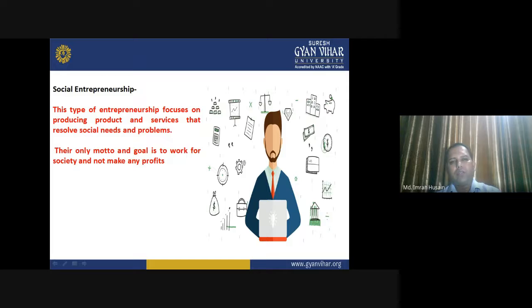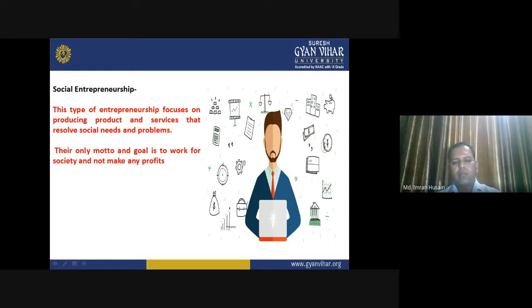Social entrepreneurship. This type of entrepreneurship focuses on producing products and services that resolve social needs and problems. Their only motto and goal is to work for society and not to make any profits. So social entrepreneurship is like social work, and the business that is being run or the things that they are doing are just there to resolve social needs and problems of the people. And they work with a no profit, no loss motto, and their main aim is to help the people out.